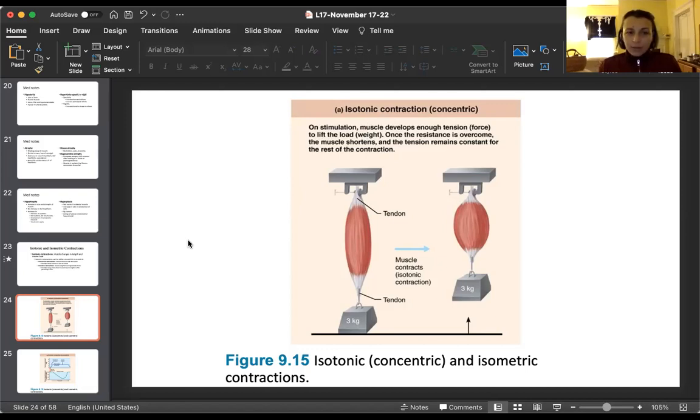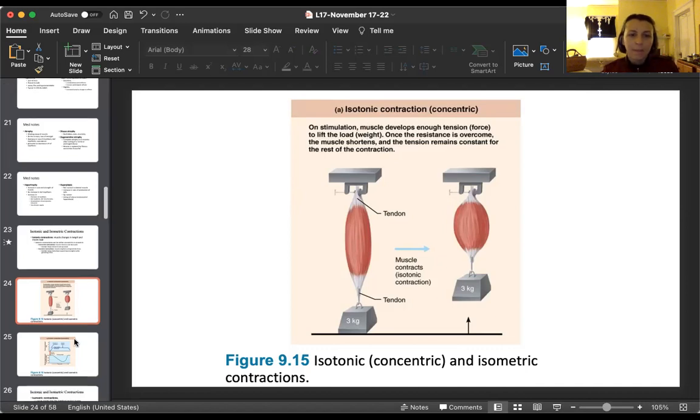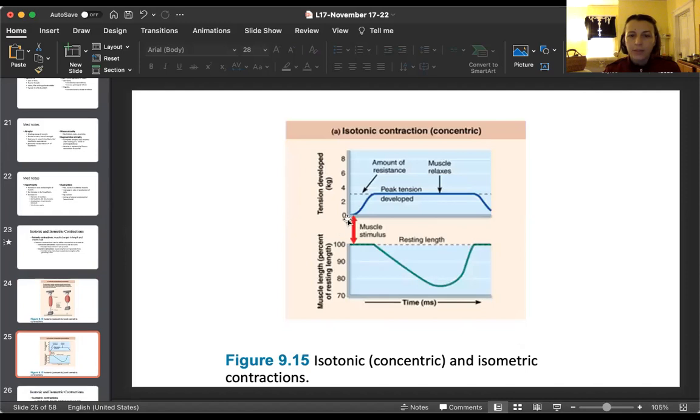It's also true that the amount of tension from initiation of movement to the end of the movement is the same. It just gets displaced a little differently. So that's also another reason why it's isotonic. In graph form, this is what it looks like. So we have the tension developing, we have the peak tension developed. So this becomes our isotonic contraction.